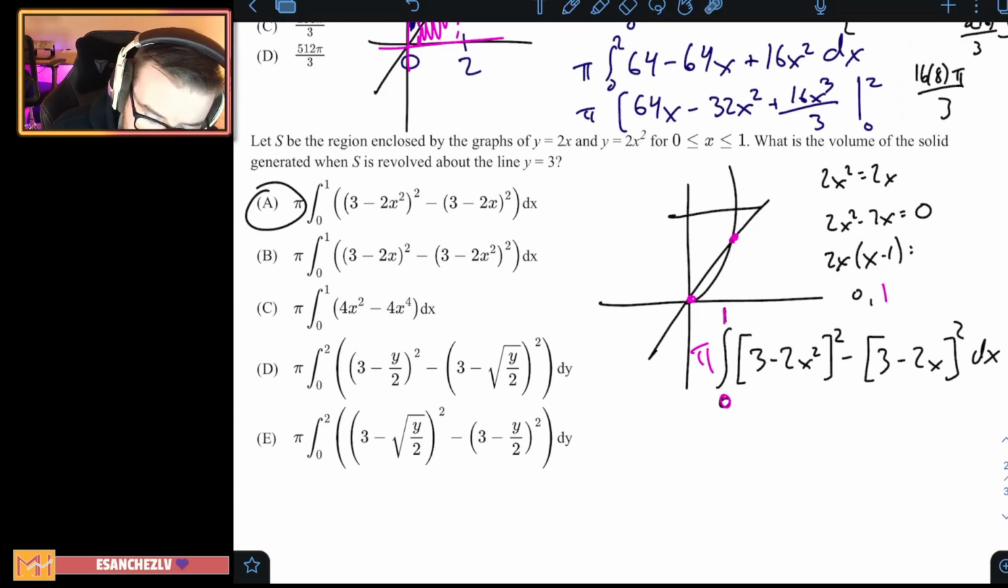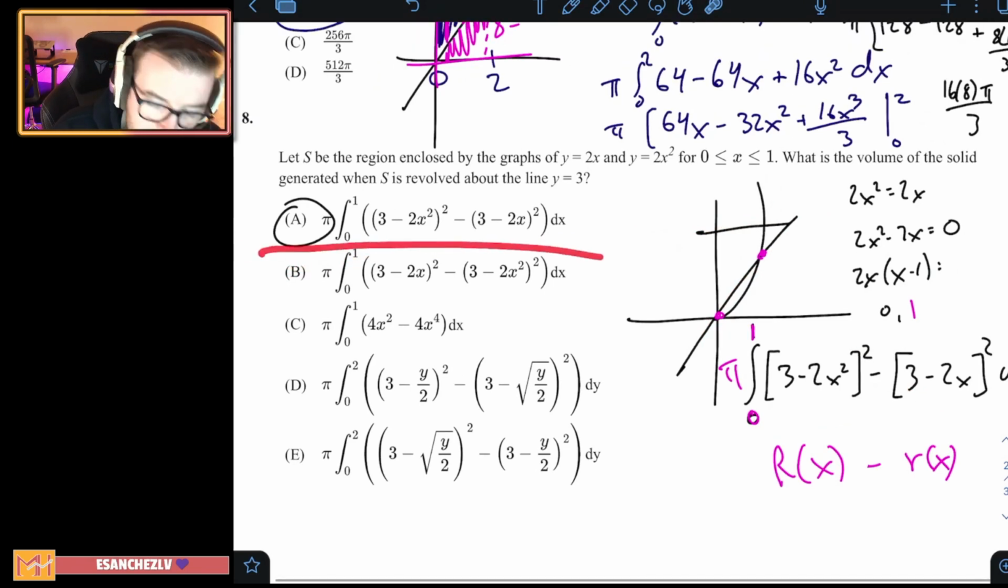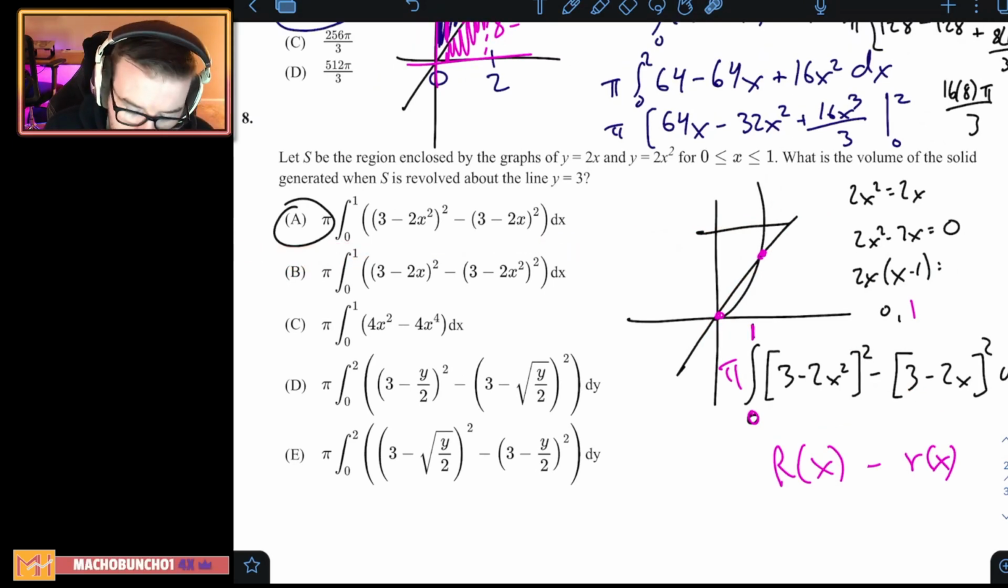And then, like I said, the parabola is the outer. So that's 3 minus parabola squared. That's the outer radius, the capital R that I was using in our notes. And then our inner radius is 3 minus the line. And this is one of those classic examples where it's just the setup and not actually solving.